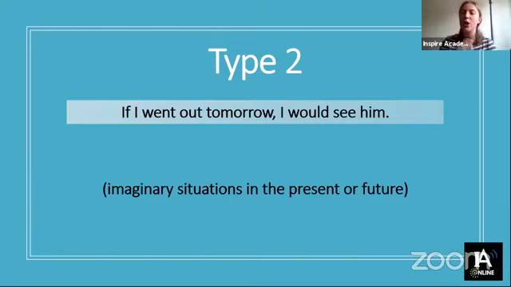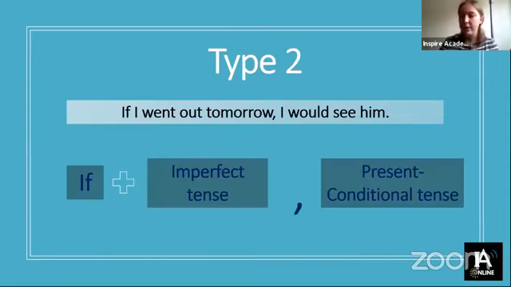The first was possibilities, but now we have imaginary situations. An example of this is, if I went out tomorrow, I would see him. To create this, we're using if again with the imperfect tense and then the present conditional tense. The imperfect, I went, the past tense of I go, plus the present conditional, which is I would see.